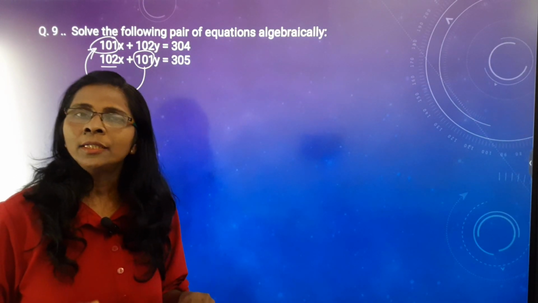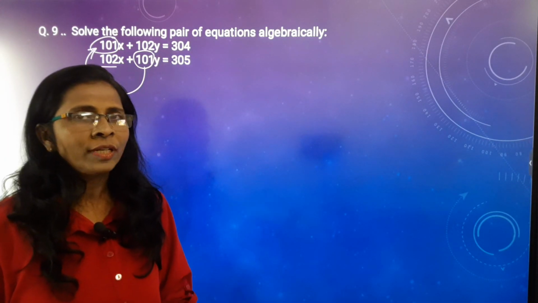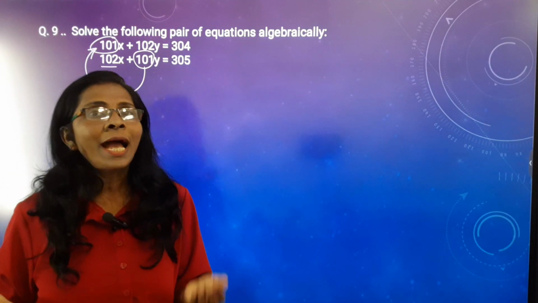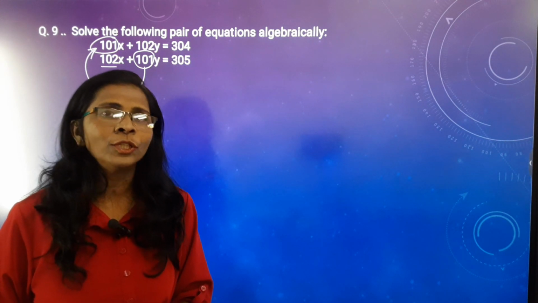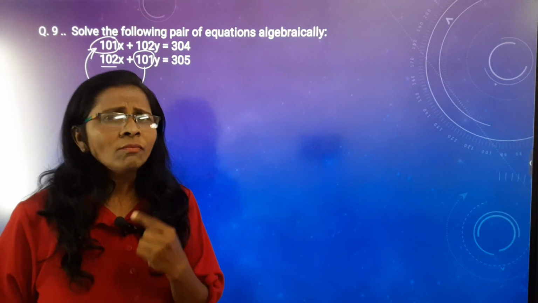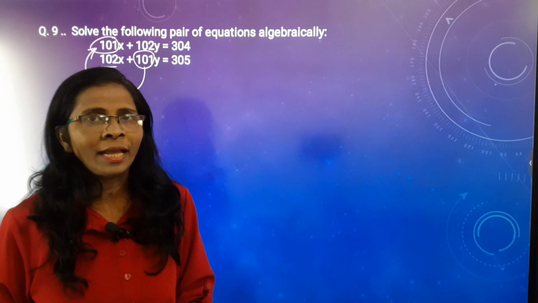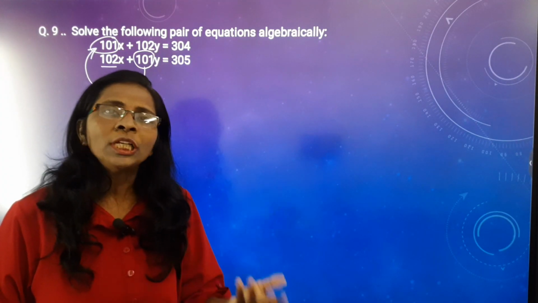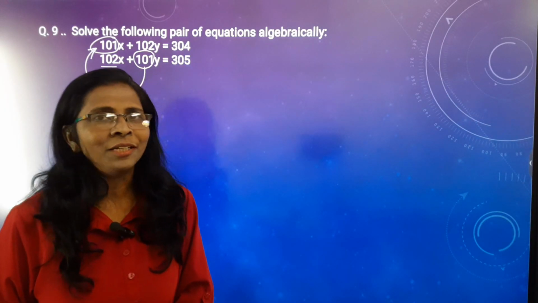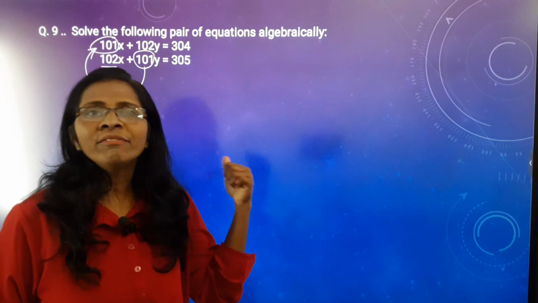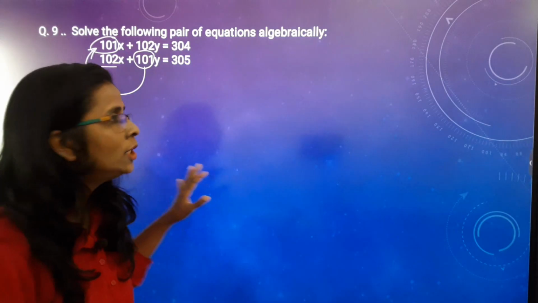After adding and subtracting, you get two different equations. Call them the third equation and the fourth equation. Then you add these two equations, 3 and 4, and you get the value of one variable, either x or y. Then you put that value in the other equation, and you get the value of the other variable. In such a way you can solve this type of equation. So let us solve this equation.